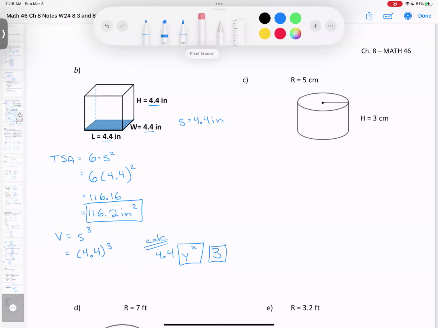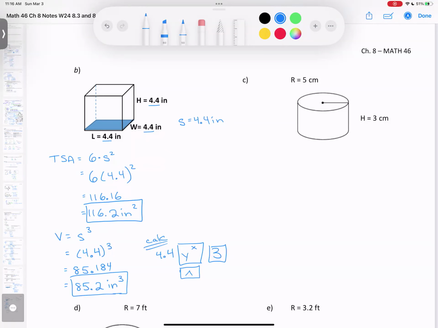But on your calculator, you might have a button that looks like this instead. So if I do that to the power of 3, I get 85.184. So to the nearest tenth, then that would be 85.2. And what about units here? Units here are going to be in inches squared. Sorry, inches cubed, because we're dealing with volume.